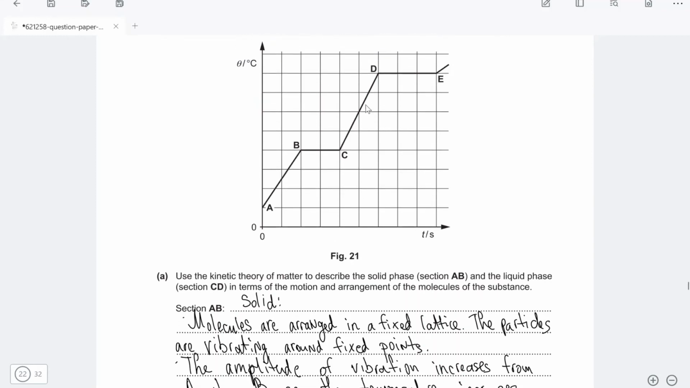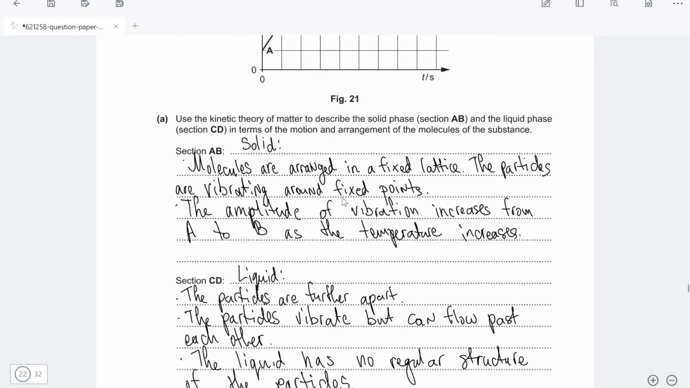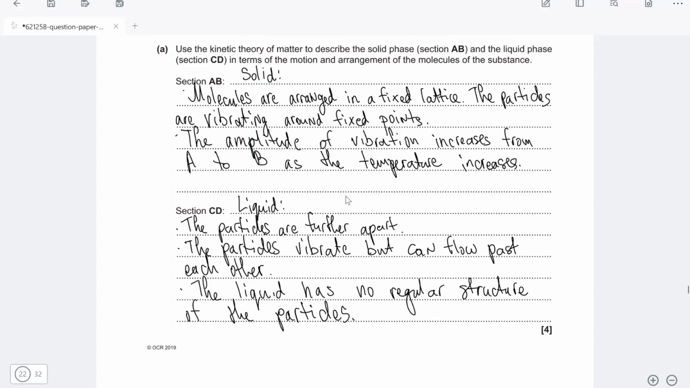In terms of the liquid region, which is from C to D, the particles are a little bit further apart and they vibrate but no longer around fixed points. In fact, the liquid no longer has a regular structure of the arrangement of the particles. Additionally, the particles can now flow past each other, which wasn't the case when we were talking about the solid.